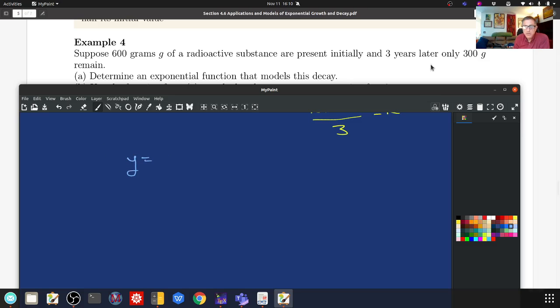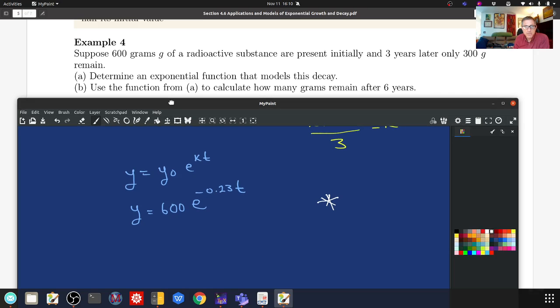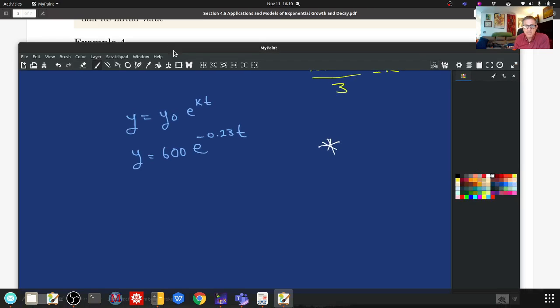y is equal to the original amount. So y is equal to y naught times e to the kt becomes y is equal to 600 times e to the minus 0.23t. So now I've got the equation I can use. So I've done A. Use the function from A to calculate how many grams remain after 6 years. So all I have to do is plug in t is equal to 6. If y is equal to f(t), I'm finding f of 6.